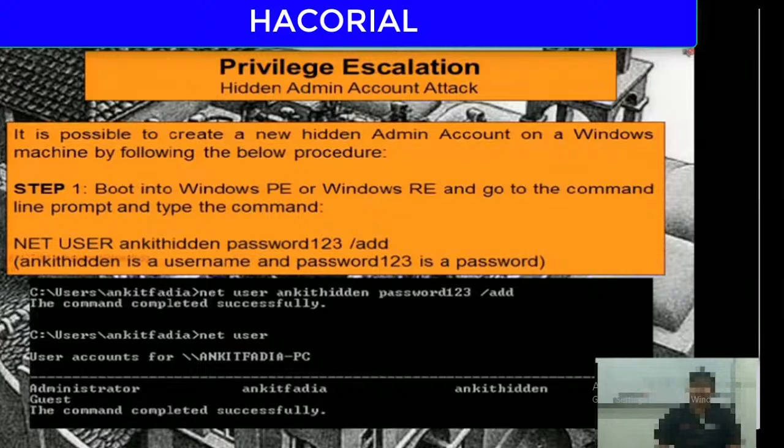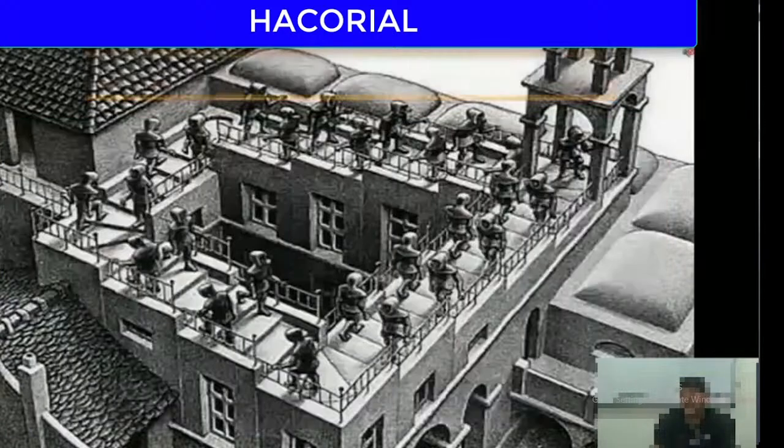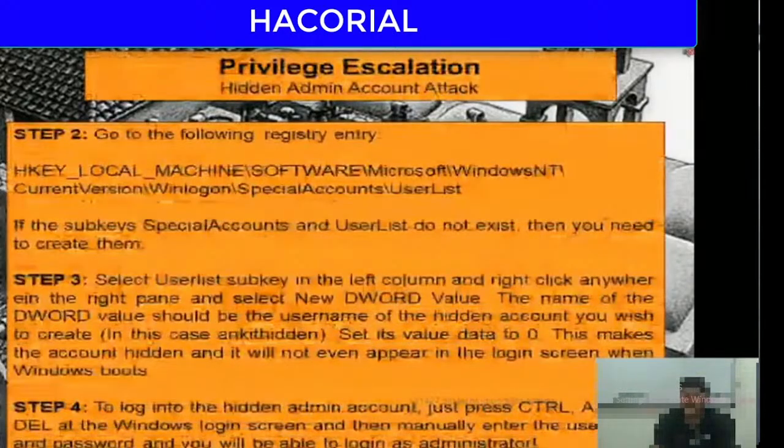There's another attack called the hidden admin account attack. In this attack, it is possible to create a new hidden admin account on a Windows machine by simply following the below procedure. Step number 1: you boot into Windows PE or RE, go to the command line prompt and type the following command: net user followed by some new username, followed by some password, followed by /add. If you look at the screenshot, that's the demonstration. I've shown you the screenshot of what exactly will happen.